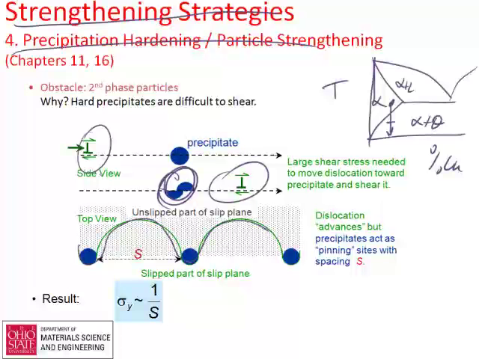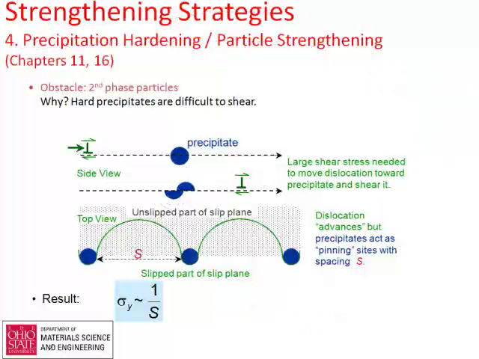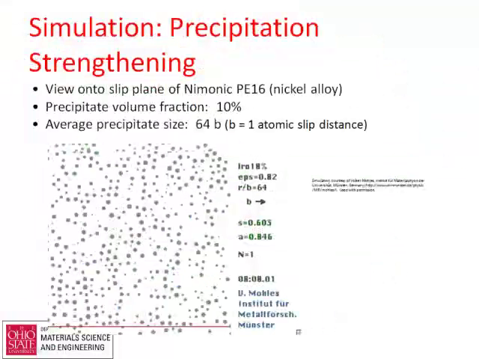This is a side view. This is a top view. And the result we end up seeing is that the strength goes as about 1 over S, where S is this interparticle spacing. So if we can make closely spaced, impenetrable particles, that gives us something that's actually very, very strong. And this is a simulation. Unfortunately, I've lost the movie.